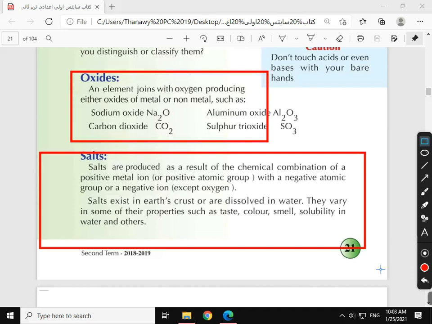The third type of chemical compounds, oxides. In oxides, an element joins with oxygen producing either oxides of metal or non-metals. So we have two types of oxides, metal oxides and non-metal oxides. Metal oxides like sodium oxide and aluminum oxide, and non-metal oxides like carbon dioxide and sulfur trioxide.